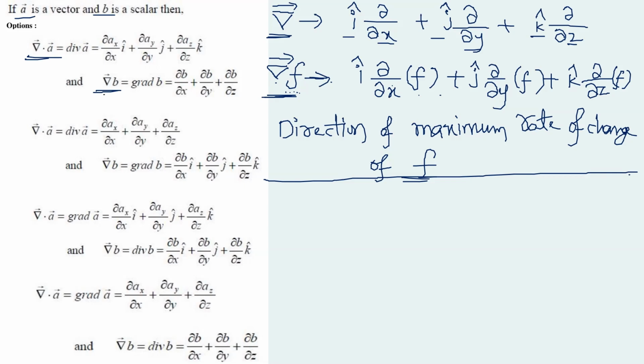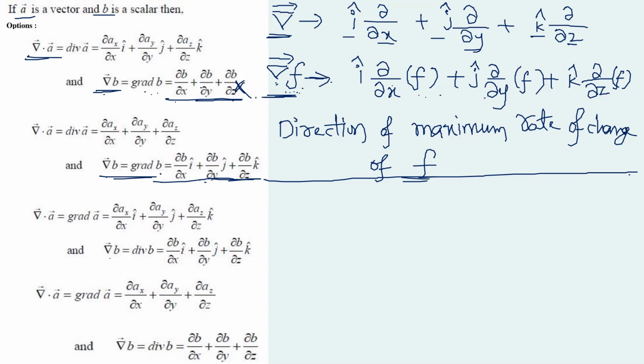Del b is here in the first option. They have given it as grad b. That is right. But the output is scalar, which is false. This is false because the gradient operator gives a vector output that indicates the direction. And in the second option, yes, it is indicating the vector output, and that is gradient b, the correct one.